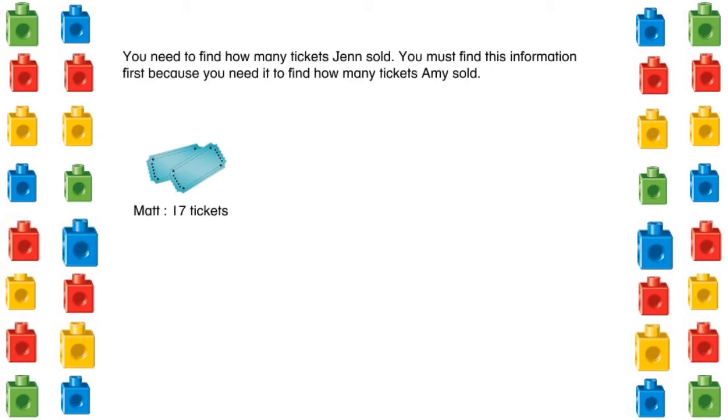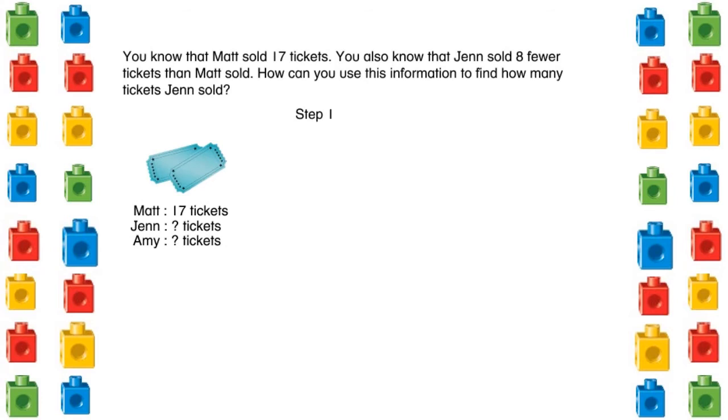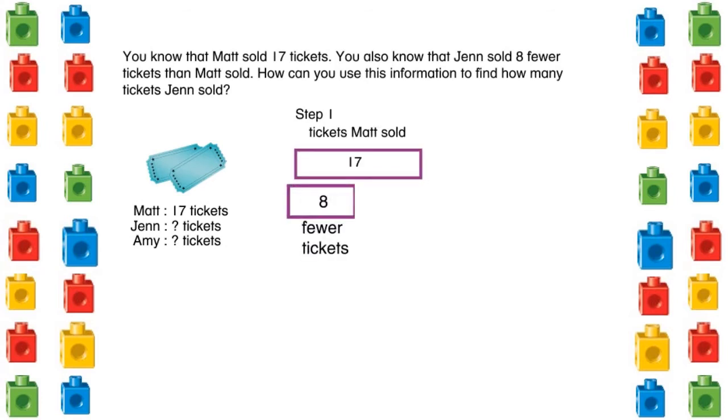You need to find how many tickets Jen sold. You must find this information first because you need it to find how many tickets Amy sold. You know that Matt sold 17 tickets. You also know that Jen sold 8 fewer tickets than Matt sold. How can you use this information to find how many tickets Jen sold?